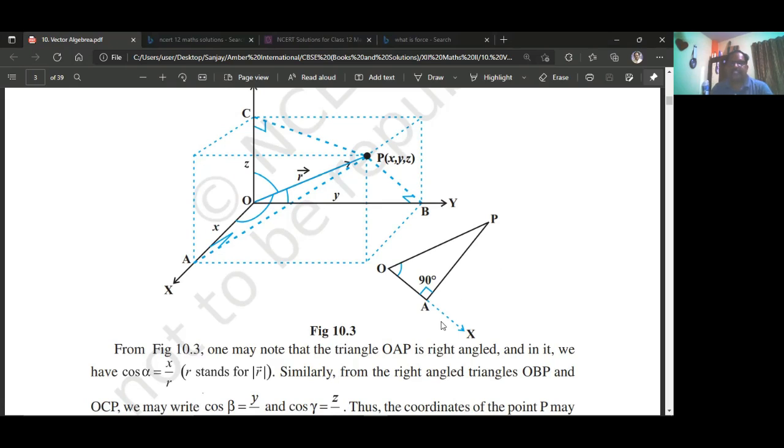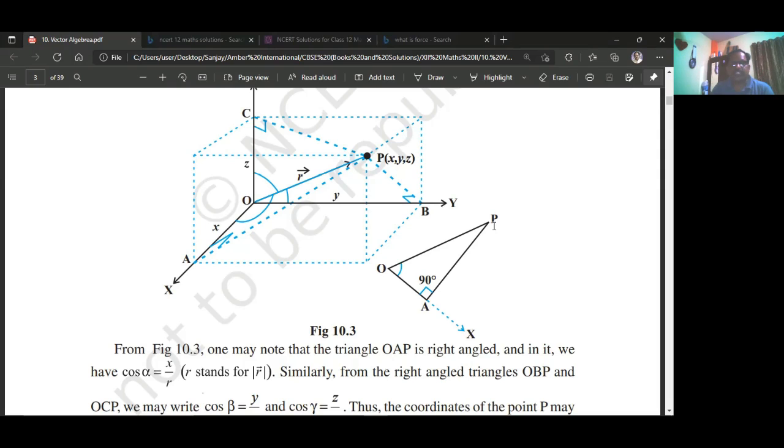So we can say the triangle OAP is a right angle triangle, and in it we have cos alpha. If you observe here, this one is the angle alpha. So this cos alpha will be nothing but the adjacent side upon the hypotenuse. And what are they? OA. What is OA? It will be simply the distance of point A from the origin, that is nothing but x. We denote it as x. And this one is the hypotenuse.